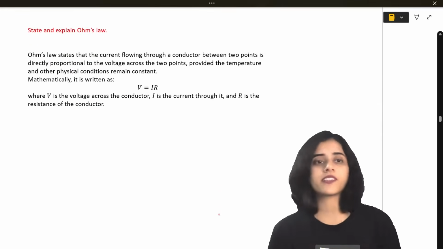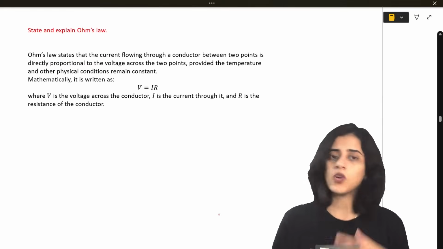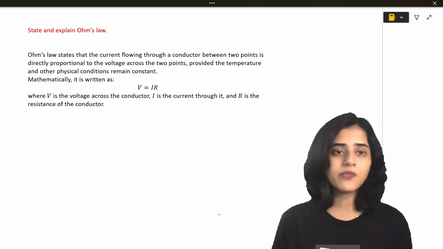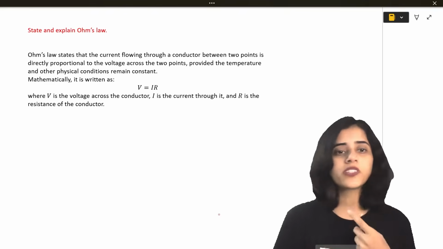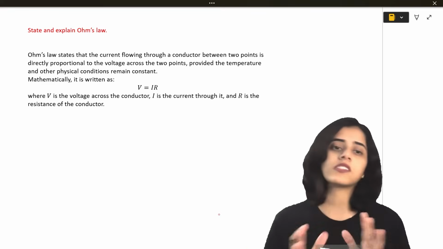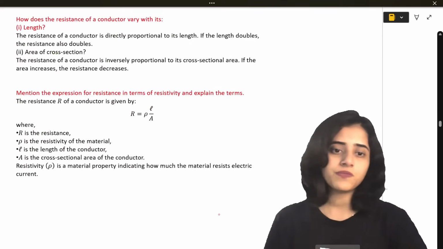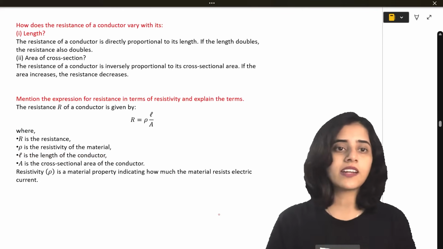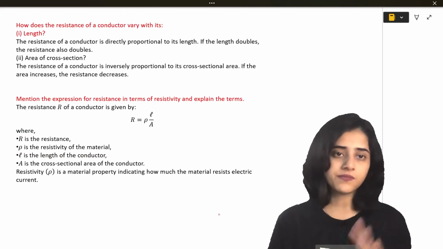Now from current electricity, state and explain Ohm's law. See, what does Ohm's law state? That V equals IR. Current flowing through a conductor is directly proportional to voltage, provided temperature and other physical quantities are constant. Very important law. How does the resistance of a current carrying conductor vary with length and area?